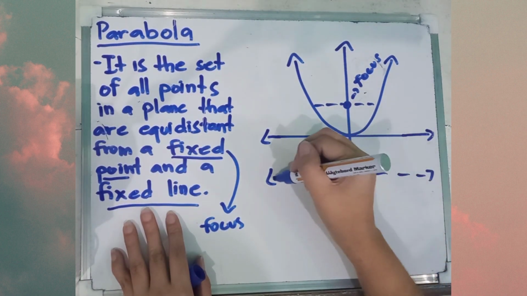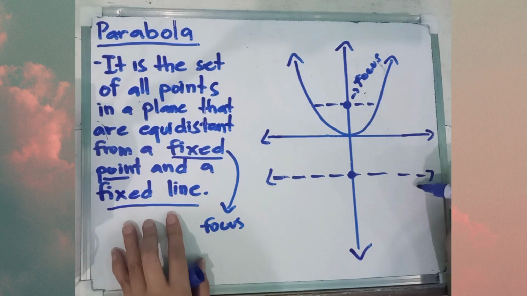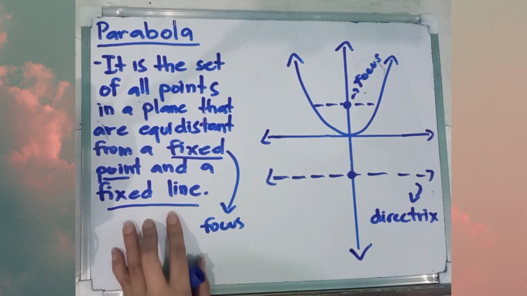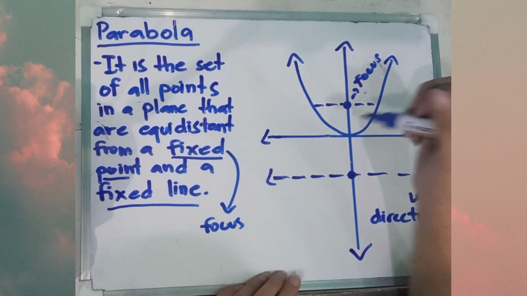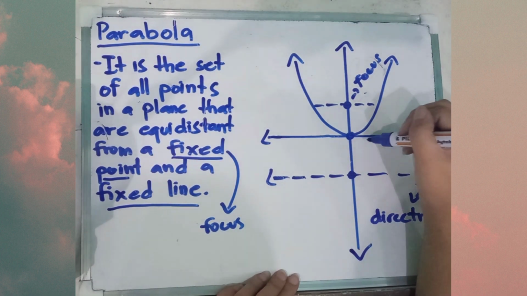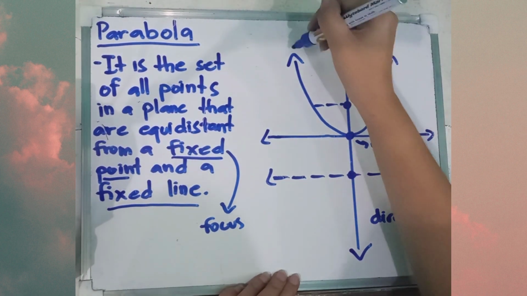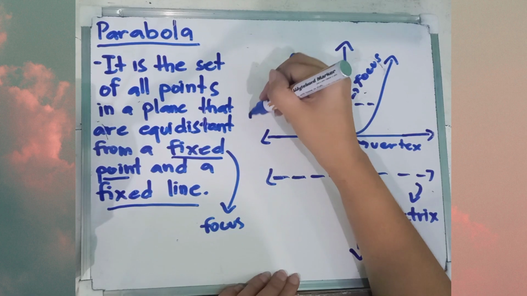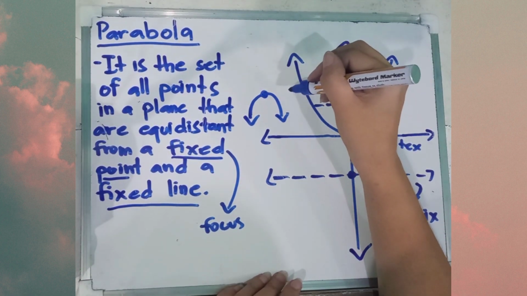Next, this line below is our fixed line, and we call this the directrix. Again, the fixed point is called the focus, and the fixed line is called the directrix. Next, this point here is called the vertex. If you can still remember, the vertex is either the lowest or the highest point of a parabola. It is the lowest point if your parabola is opening upwards, but if your parabola is opening downwards, the vertex is the highest point of the graph.